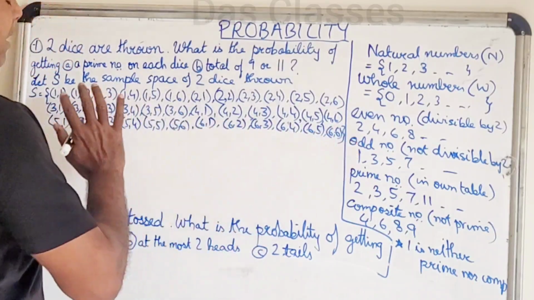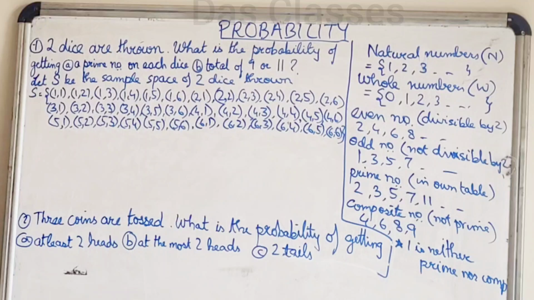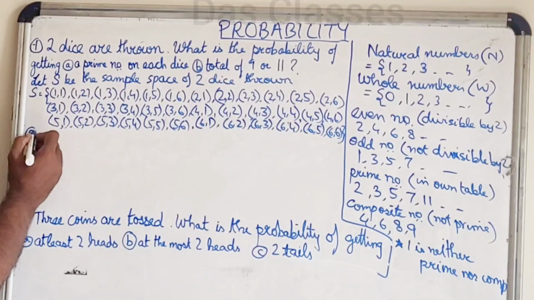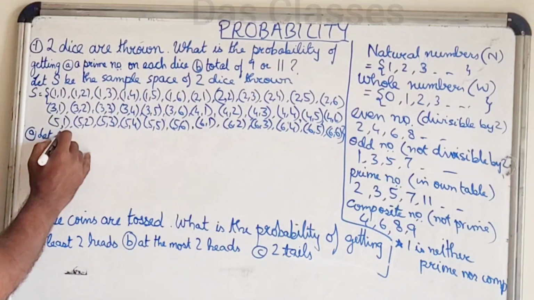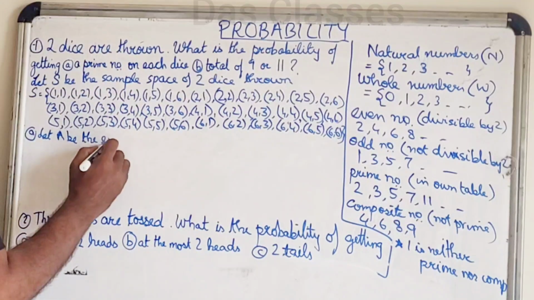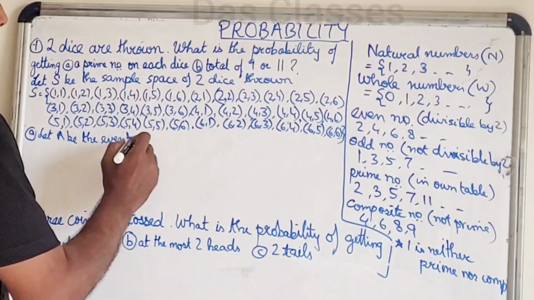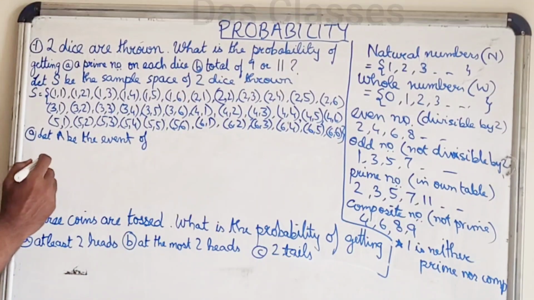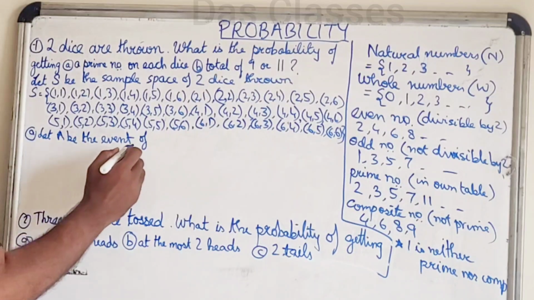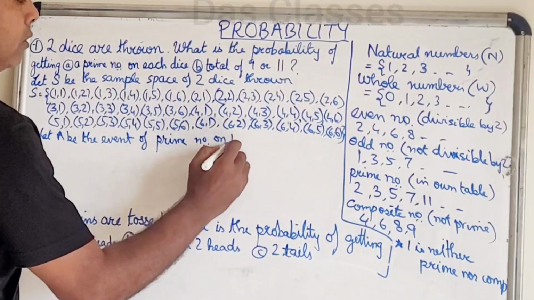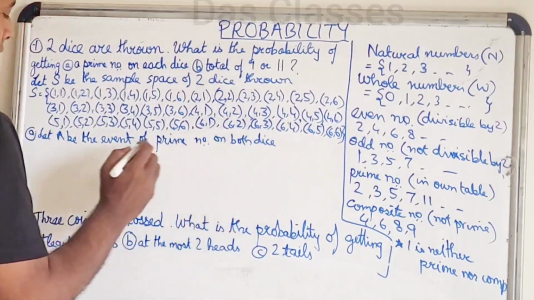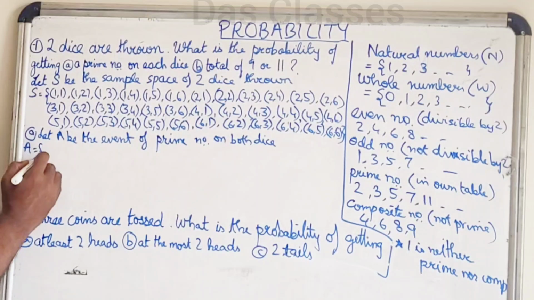Now, as you can see, I have written all the possibilities, and this is the most important thing. If you know how to write all the possibilities, then it becomes very simple after that. Now, there are two questions given. The first one is, now that's the event. What is the event we want? An event of a prime number on each. Let A be the event of a prime number on both dice.